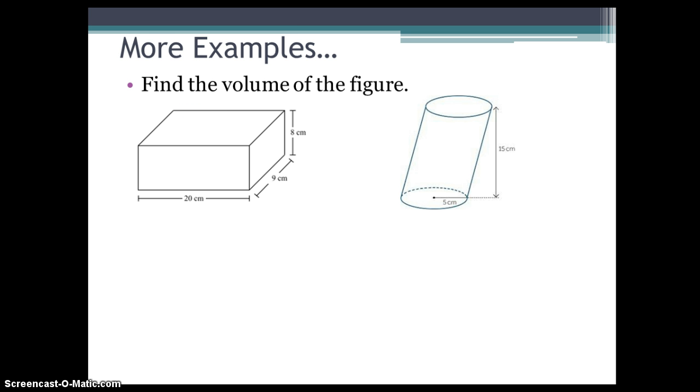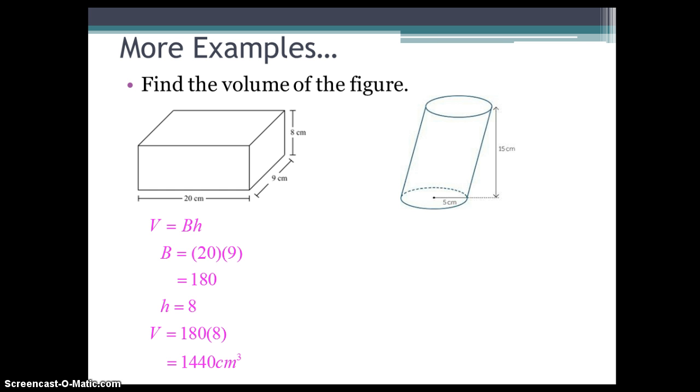Let's look at two more examples. Find the volume of the figure. Well, the volume is base times height. The area of our base is 20 times 9, or 180, and our height is 8. So our volume is 180 times 8, or 1,440 cubic centimeters.